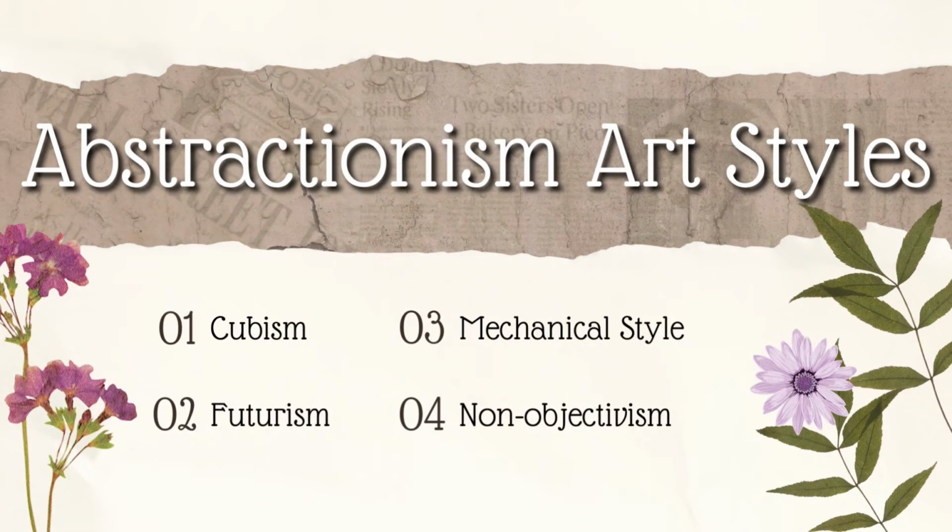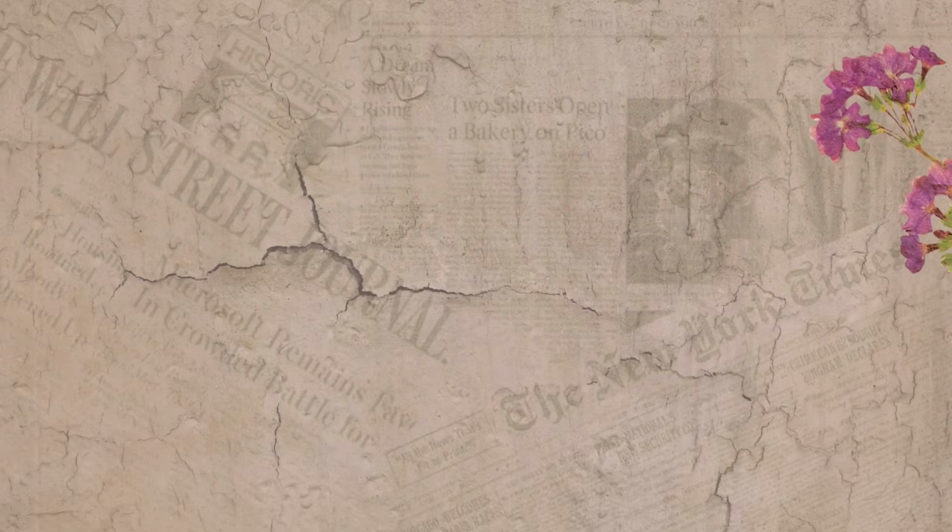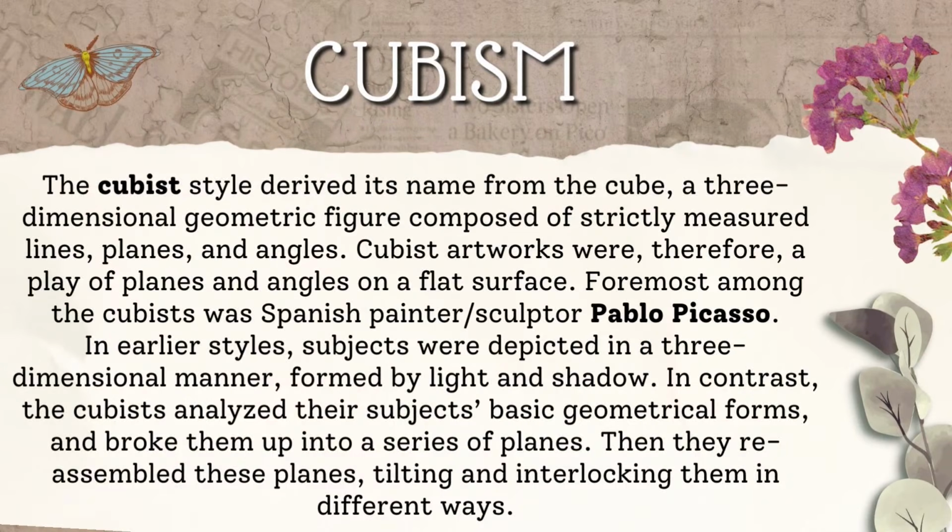Here are some of the Abstractionism art styles. The first one is Cubism, then we have Futurism, Mechanical style, and lastly, Non-Objectivism. Let's first discuss what Cubism is. The Cubist style derived its name from the cube, a three-dimensional geometric figure composed of strictly measured lines, planes, and angles. Cubist artworks were therefore a play of planes and angles on a flat surface.